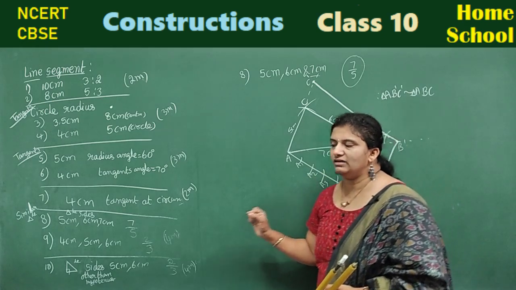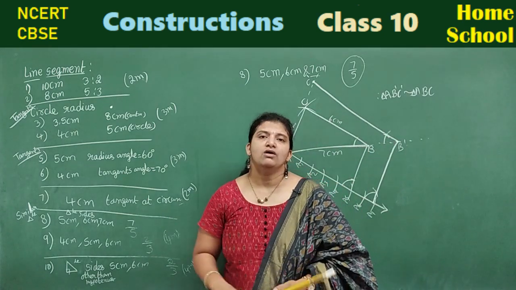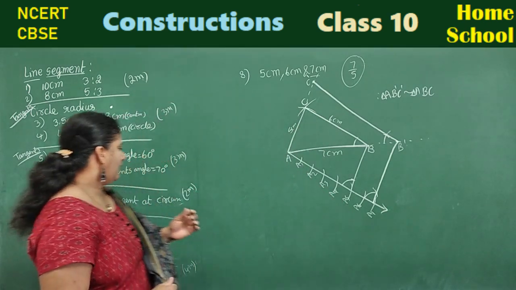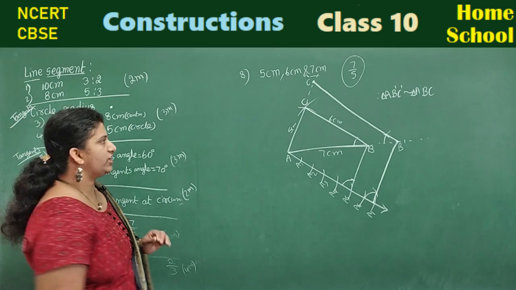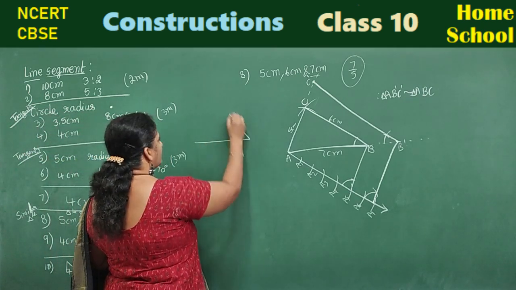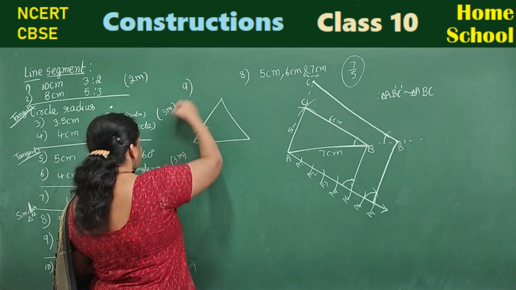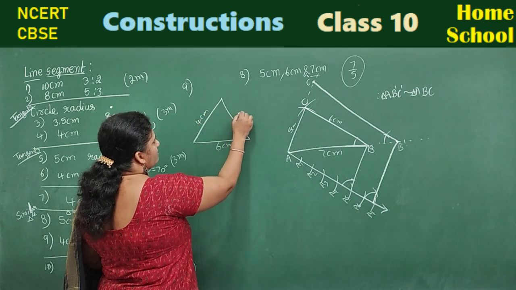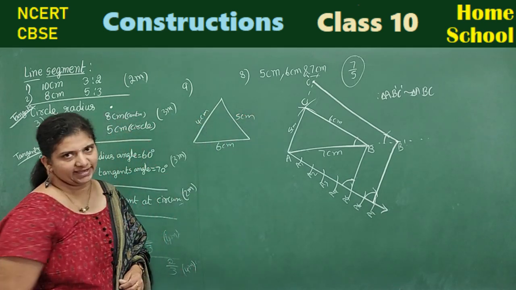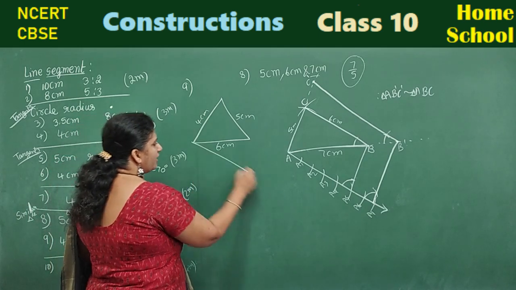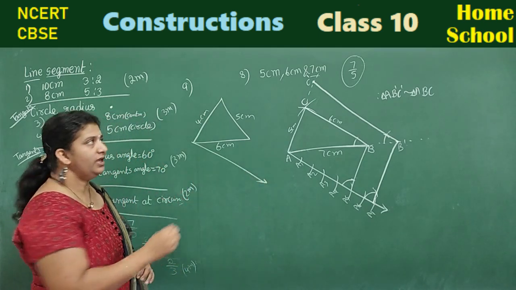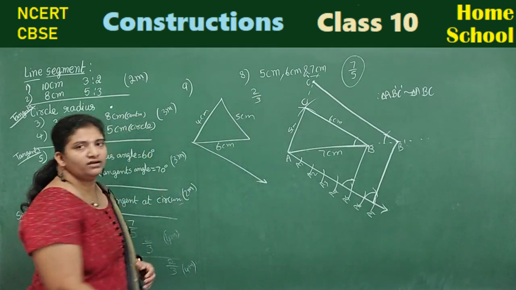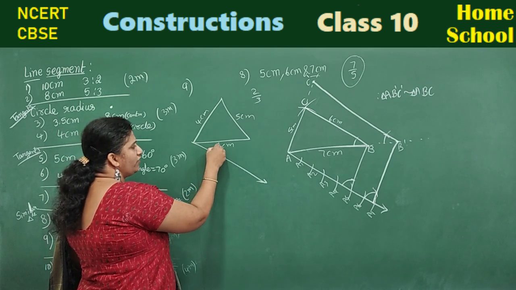And in the same manner, see the 9th problem. 4 centimeter, 5 centimeter, 6 centimeter. Draw a triangle and the ratio is 2:3. So look here, I will just go with a rough figure. Let me take 6 centimeter, 4 centimeter, 5 centimeters. I have drawn a triangle. What's your next step? Draw a ray which is acute. Okay. And your ratio is 2/3. Observe which is greater. 3 is greater. So you can go for 3 arcs.